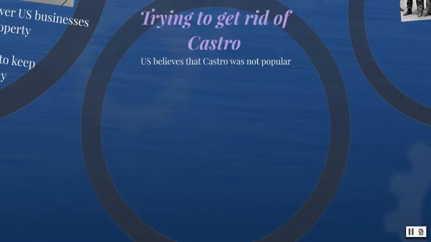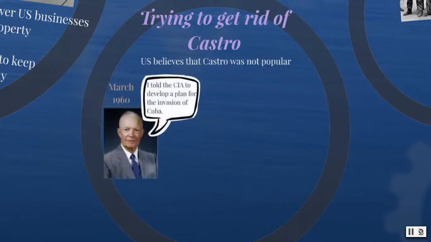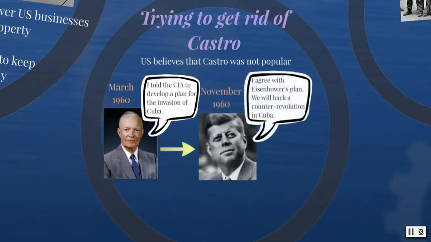So, in March of 1960, Eisenhower directed the CIA to develop a plan for the invasion of Cuba and the overthrow of Castro. He called this brigade of people Brigade 2506. President Kennedy was elected in November of 1960, and soon after he took office in 61, he gave consent to this plan. So there was a plan to have the CIA-backed revolution to overthrow Castro and replace him with a capitalist government sympathetic to the USA.